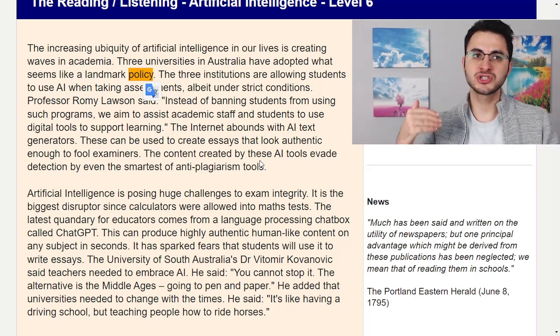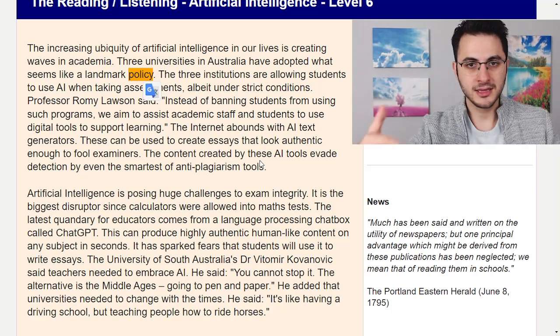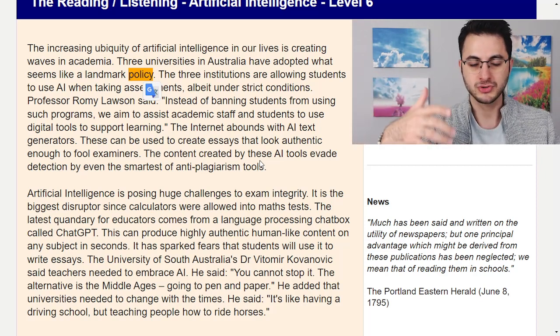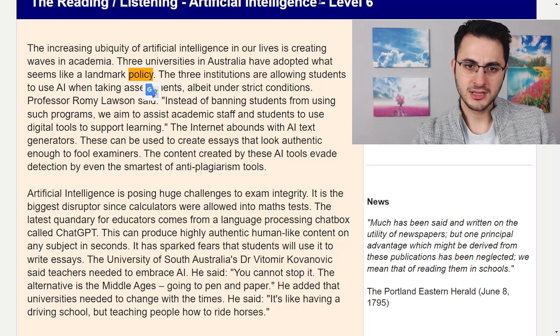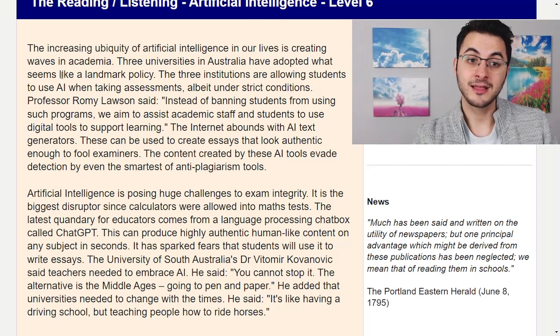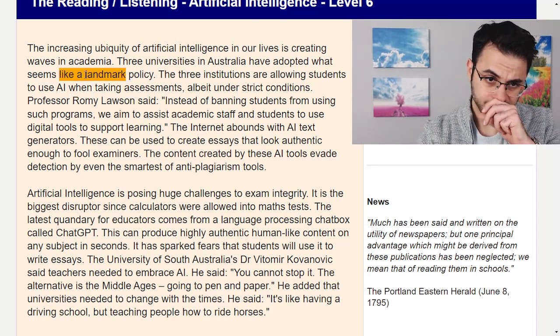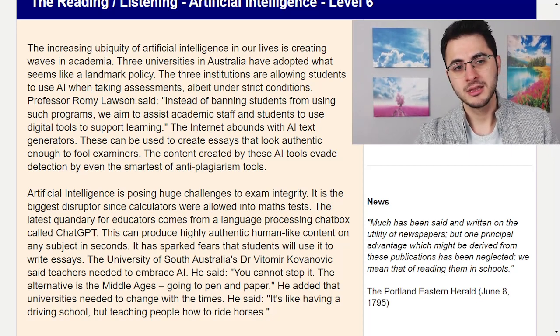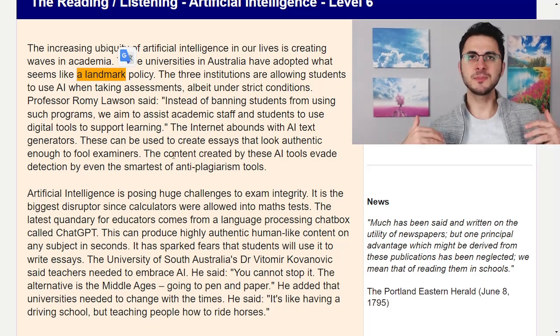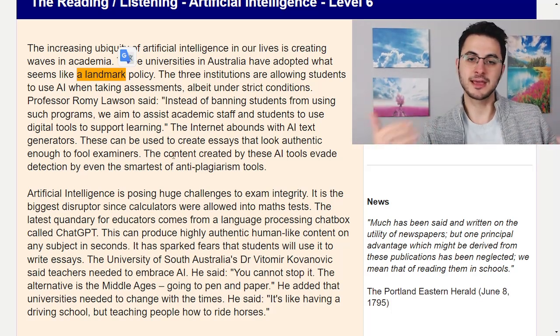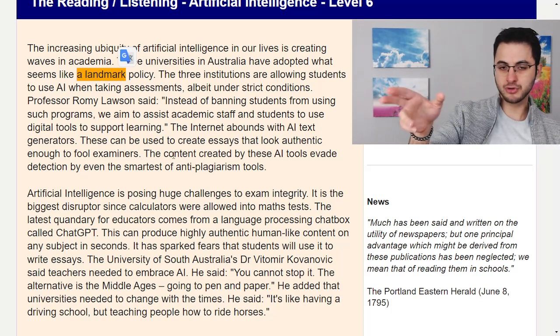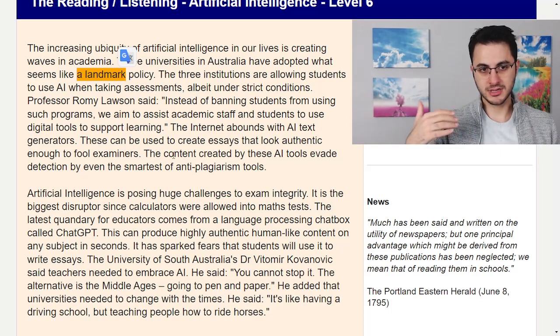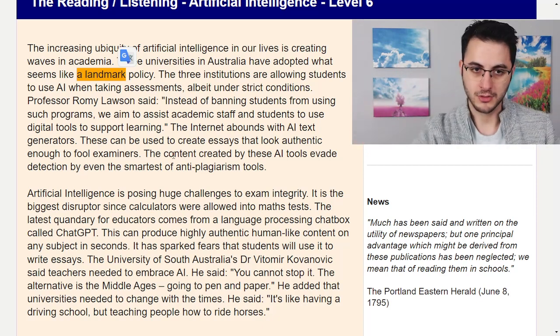It means you start applying that strategy, you start applying that approach, etc. So the 3 universities in Australia have started applying a policy. What is that policy? And it's like a landmark policy. Landmark is again also an idiom or phrase, I can say. Landmark means something that others can imitate, something that others can look at and take as an example. That's a landmark thing. That's a landmark event. That's a landmark policy. Okay.